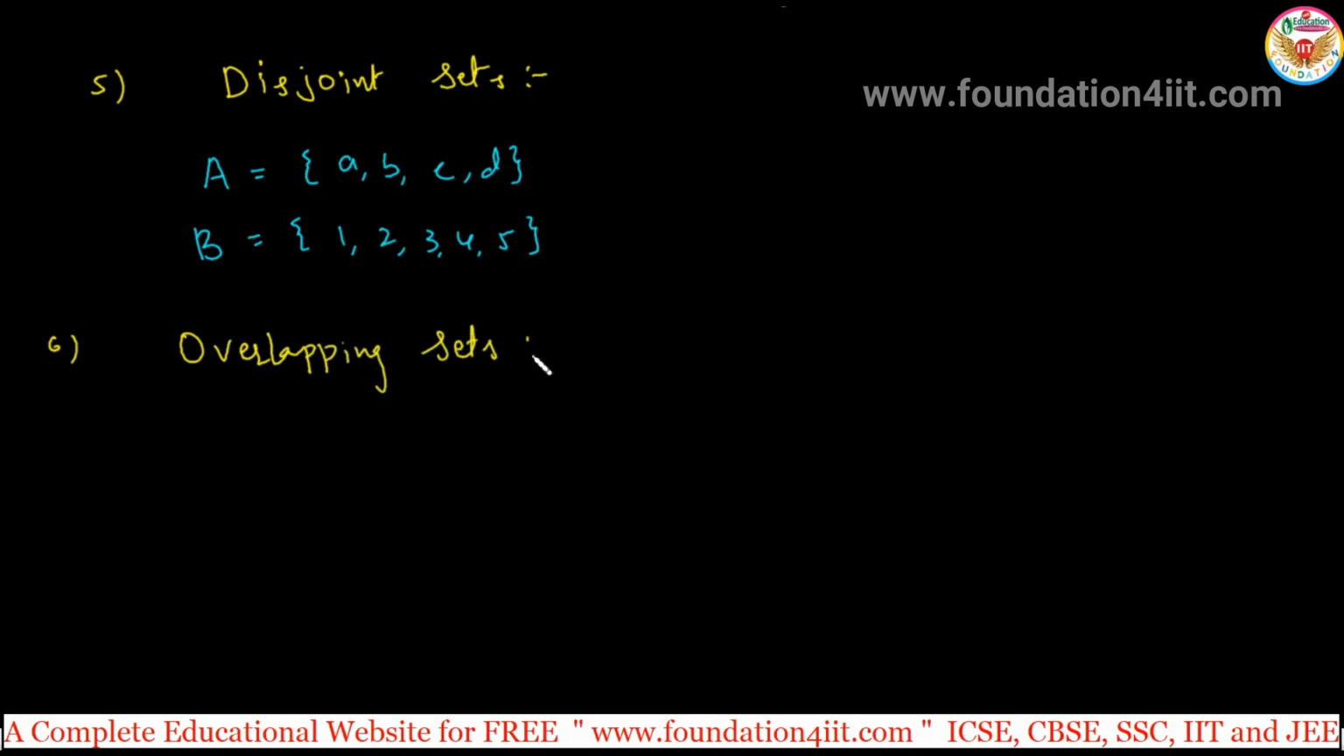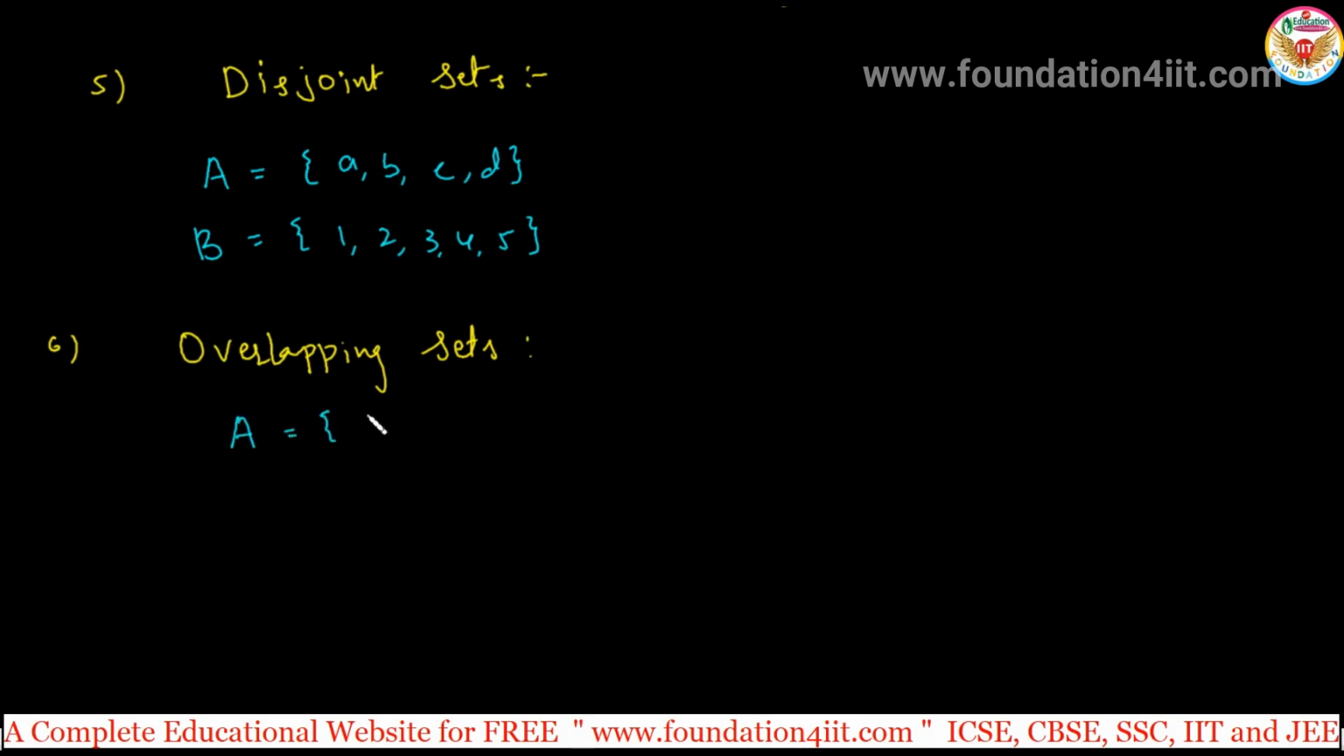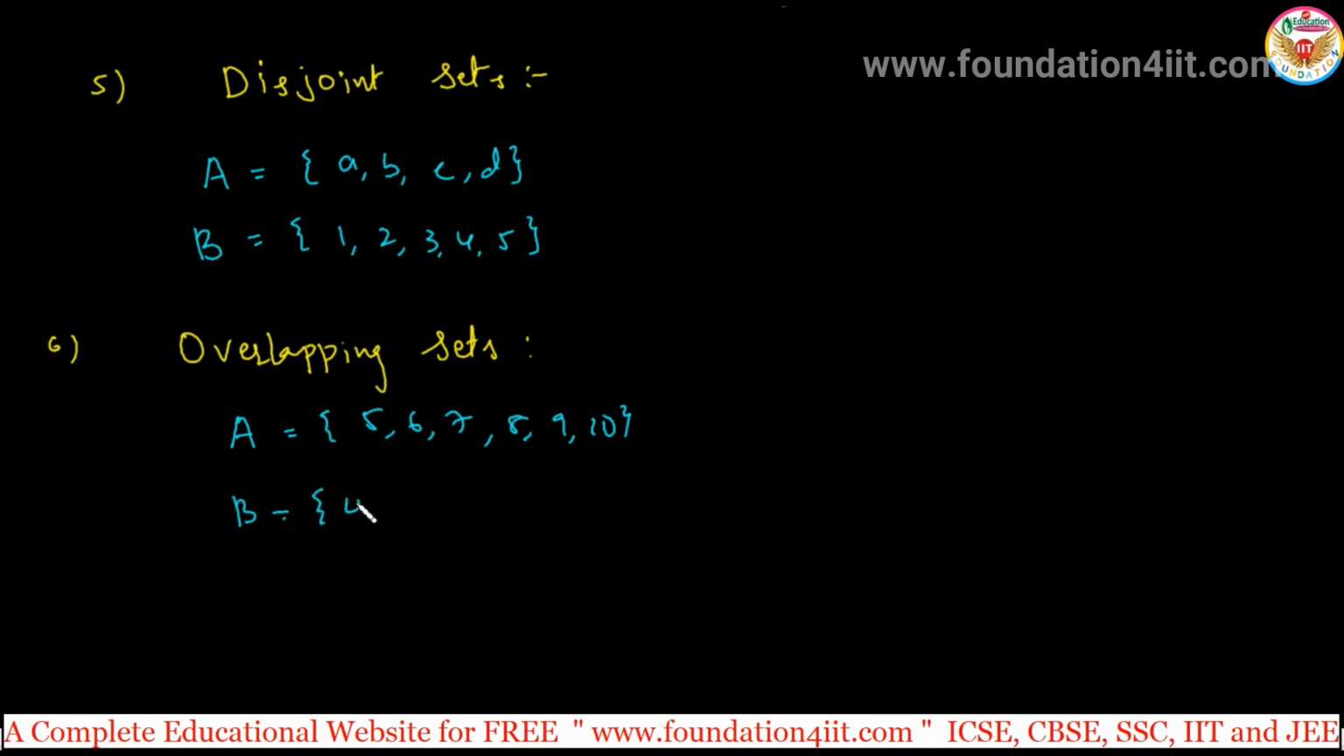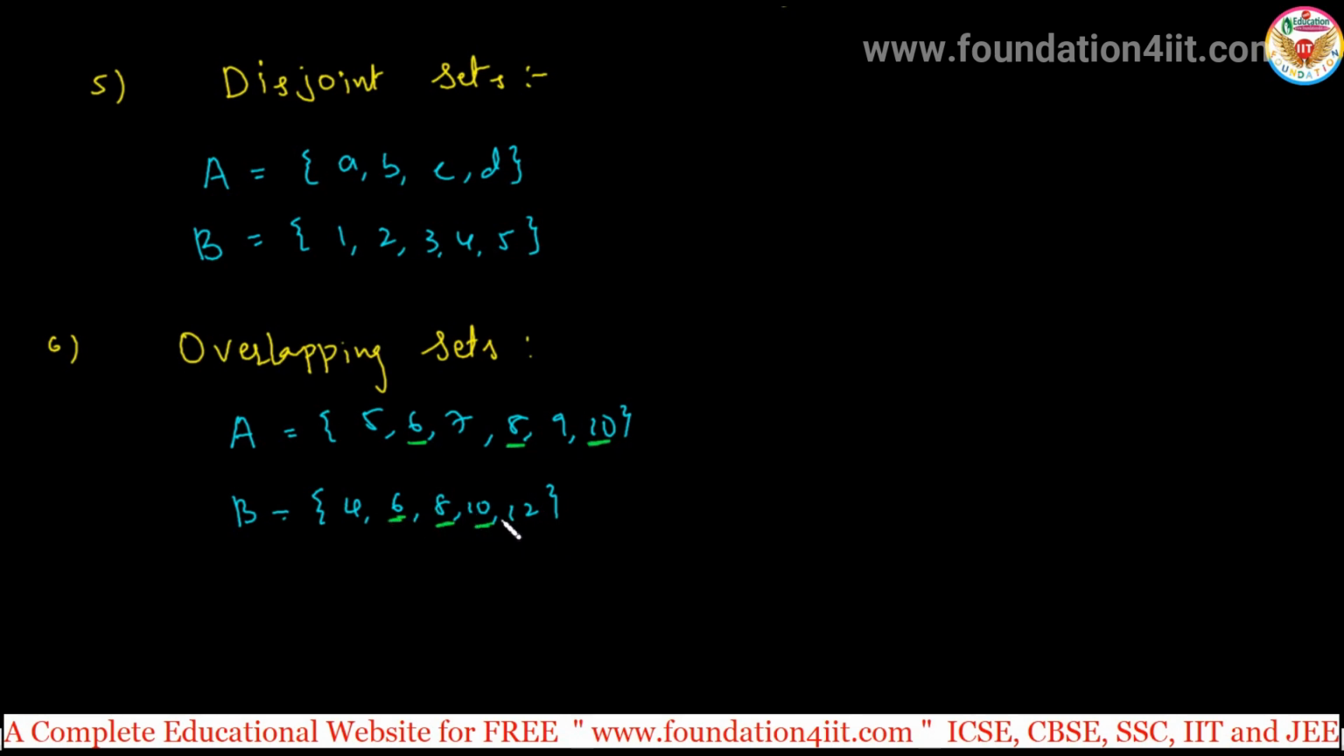Overlapping sets. If two given sets have at least one element in common, they are said to be overlapping. If there is no element in common, they are disjoint. At least one element in common, they are overlapping. So set A having 5, 6, 7, 8, 9, 10, and say set B 4, 6, 8, 10, 12. Set A and set B are overlapping because they have some common elements. 6 is here and here, 8 is here, and 10 both.